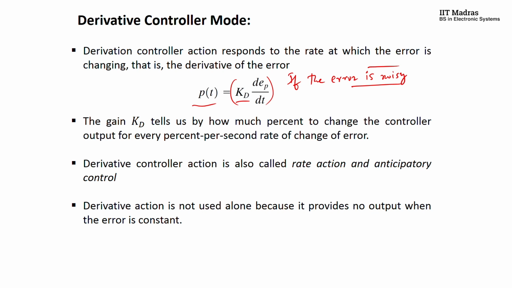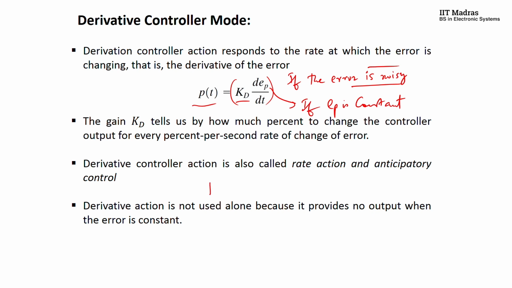That's the main thing. The next problem is if the error is constant. If E is constant, what do you think will happen? It's very clear that the derivative controller would not do anything here, so it would just give an output of 0. That means when the error is constant, there is no control action from the derivative control. Therefore, in case you use a derivative controller individually, that is generally not done.